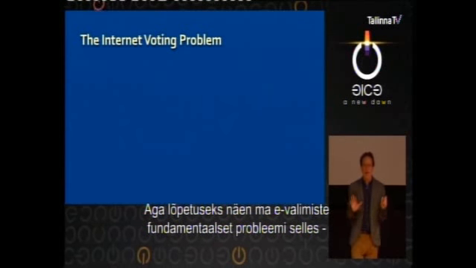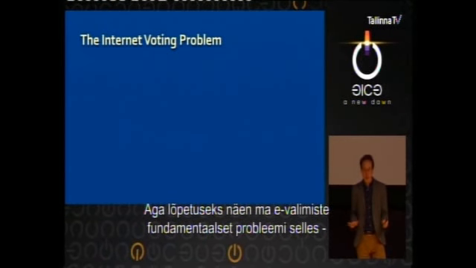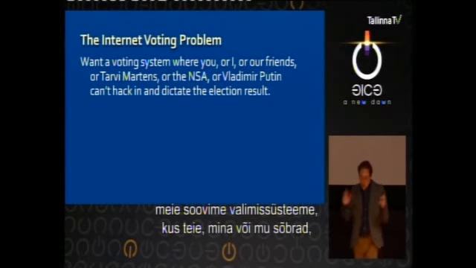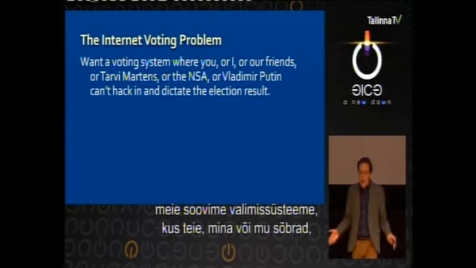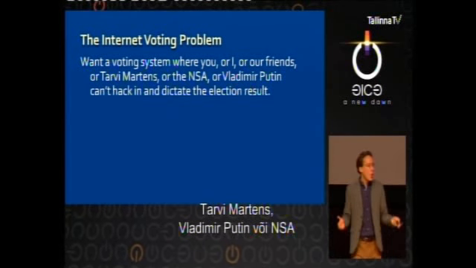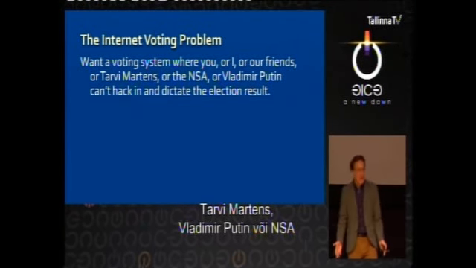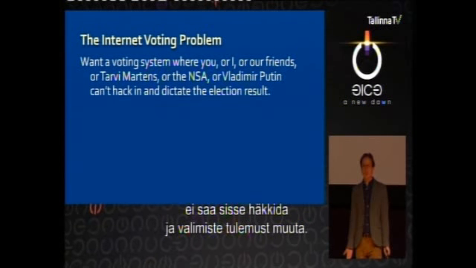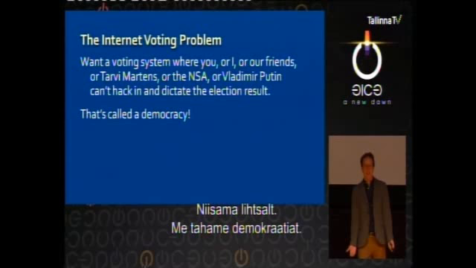Here's what I see as the fundamental problem with internet voting. We want voting systems where you or I or our friends or Vladimir Putin or the NSA can't just hack in and change the election outcome. It's as simple as that. We want democracy.